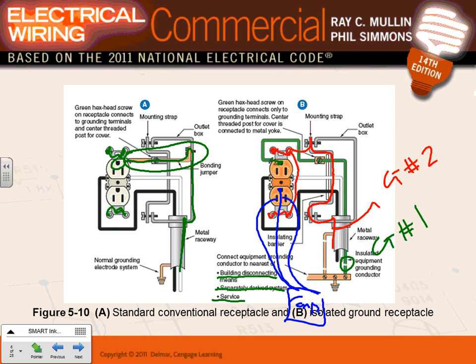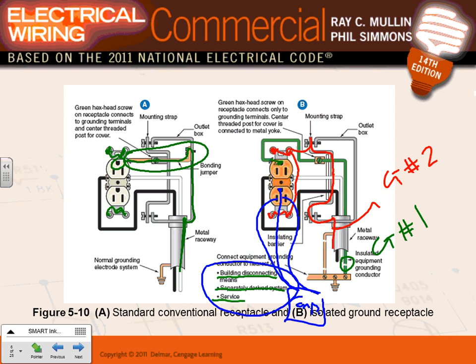Can I emphasize that ground has to go to any of these three: the building disconnects, the service, or the separately derived system? Can I have a thumbs up, Chad? We fully understand that one? Okay, so that's basically the two types of ground.